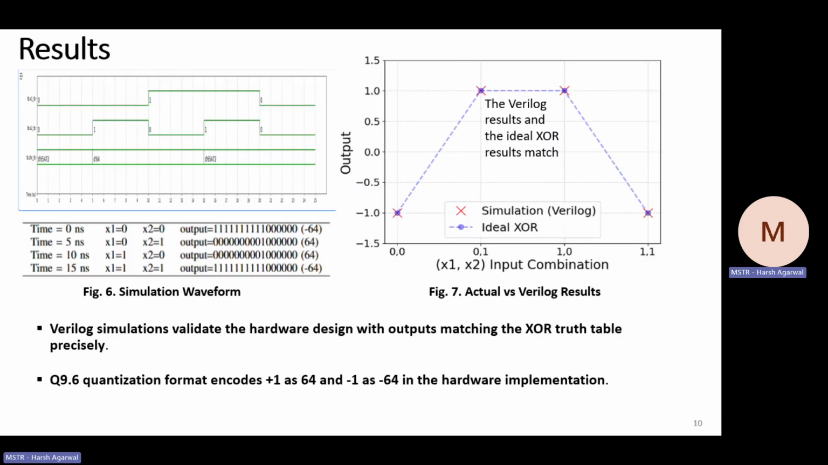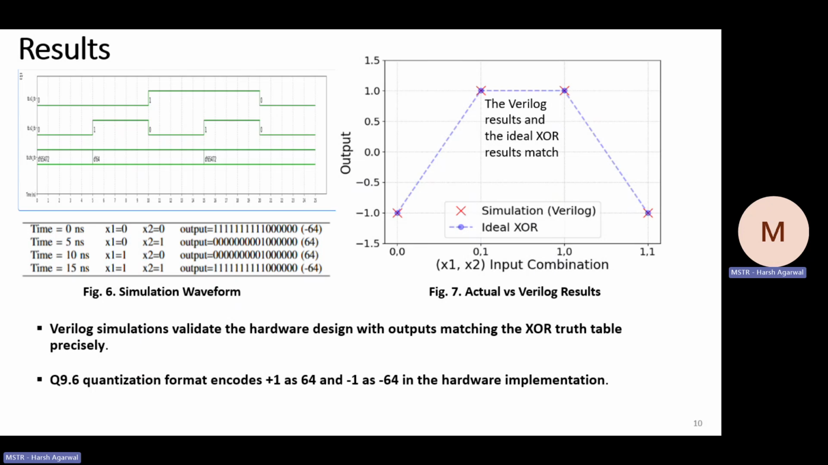Finally, moving on to the results slide. Verilog simulations validate that the hardware design implemented in the study completely corresponds with the XOR truth table. If you look at figure 6 and the different inputs for the XOR gate, where the inputs are dissimilar, we get an output of 64, and when the inputs are similar, we get an output of minus 64. In quantization format Q9.6, 64 is plus 1 and minus 64 is minus 1.